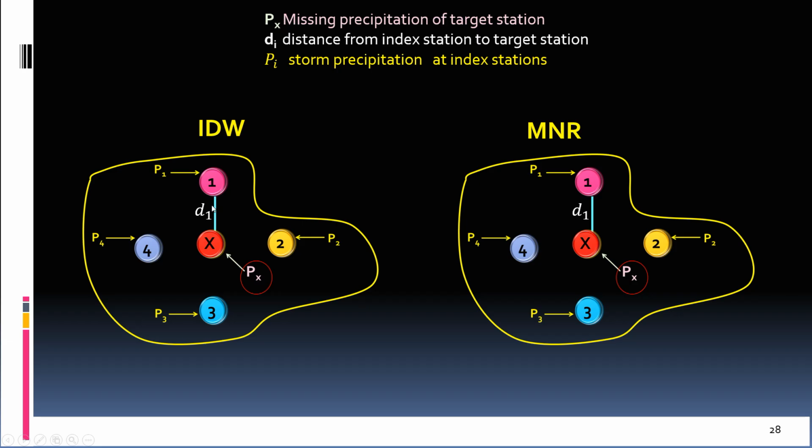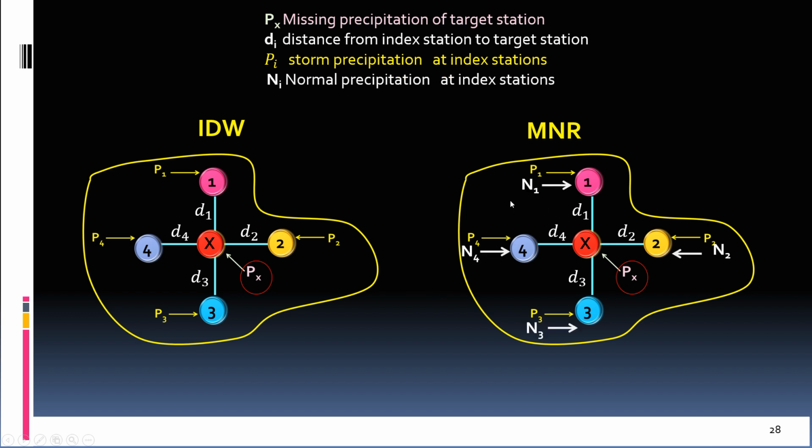Here, D1 is distance of index station 1 from target station X. Similarly, we can define distances D2, D3 and D4. Modified normal ratio method requires normal precipitation values at index stations in addition to distances.